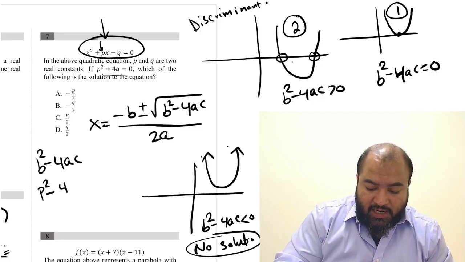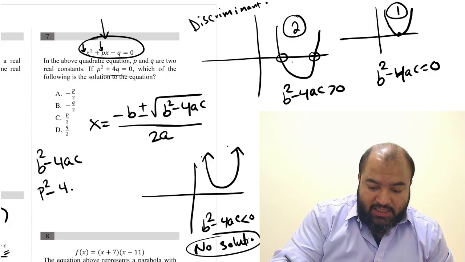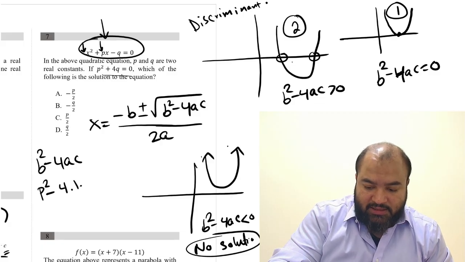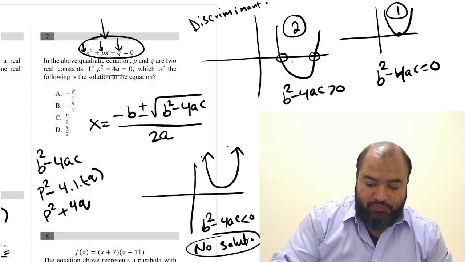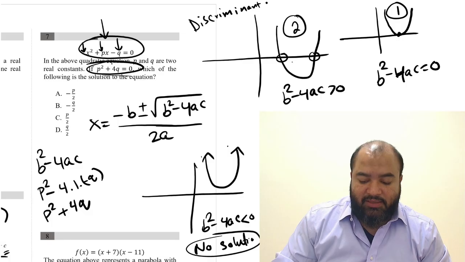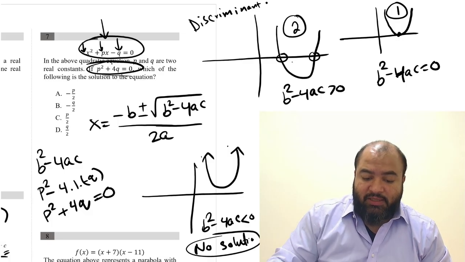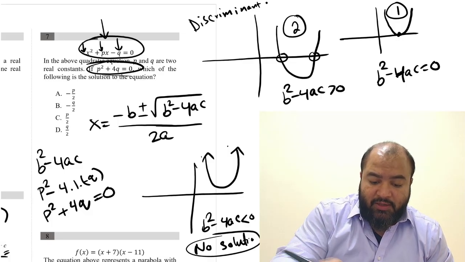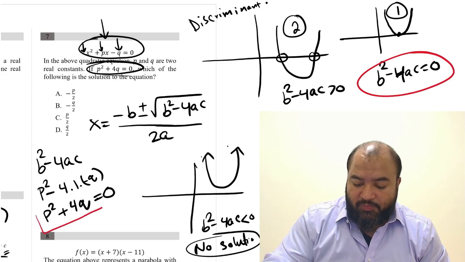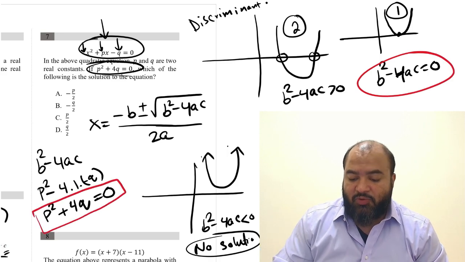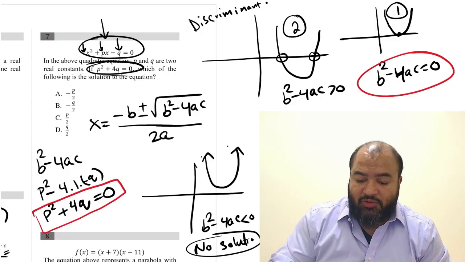So p square minus 4, a is just the number next to x square, which is 1, and c is negative q. That is p square plus 4q. That is the discriminant. So that is equal to 0, which means how many solutions do we have? Only one solution, right? So p square plus 4q equal to 0 means one solution. So let's find that solution.